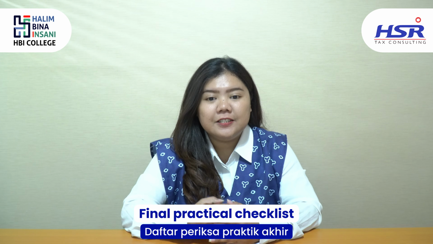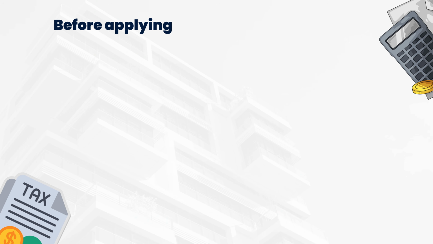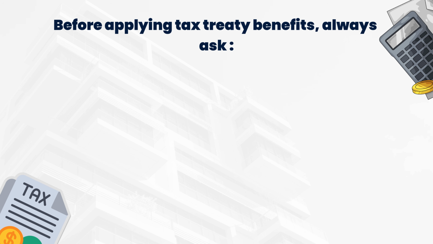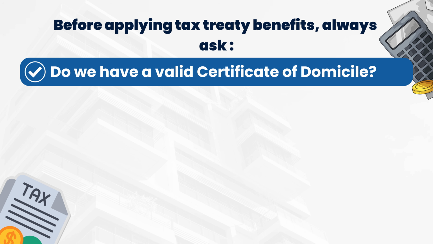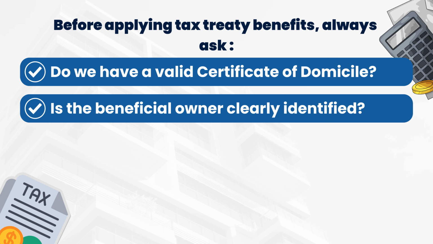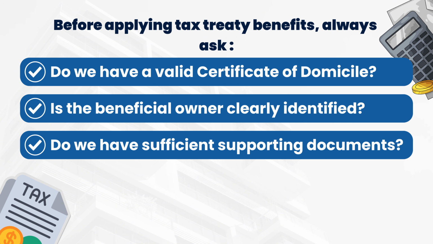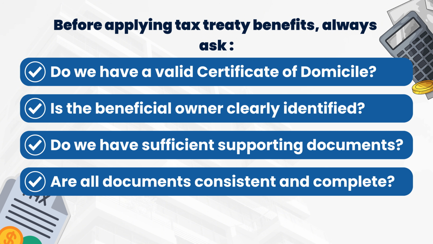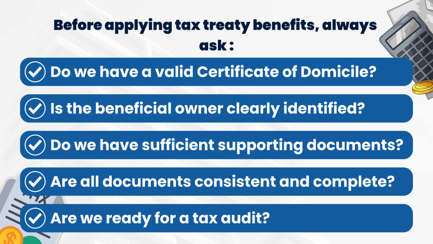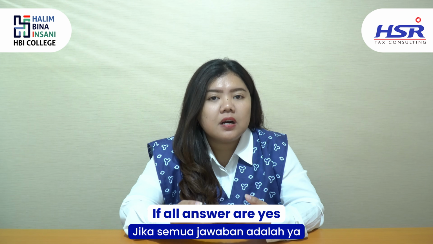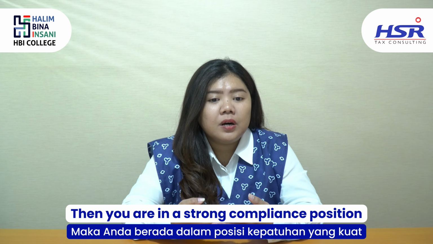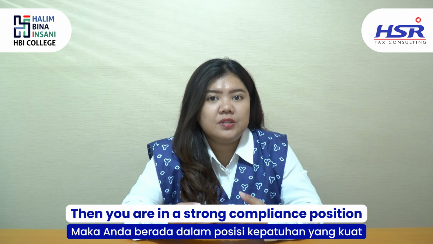Final practical checklist. Before applying tax treaty benefits, always ask: do we have a valid certificate of domicile? Is the beneficial owner clearly identified? Do we have sufficient supporting documents? Are all documents consistent and complete? Are we ready for a tax audit? If all answers are yes, then you are in a strong compliance position.